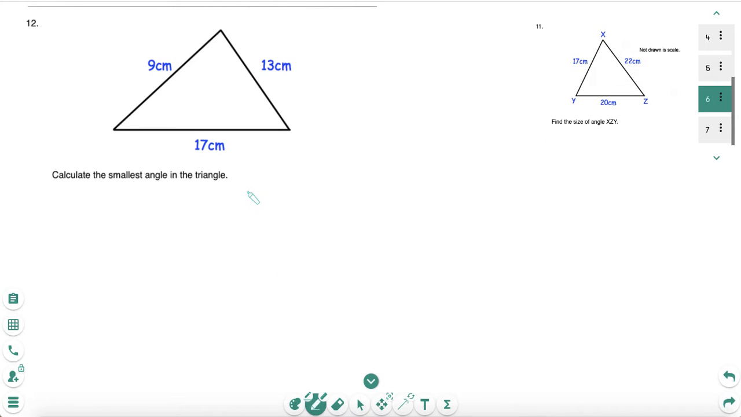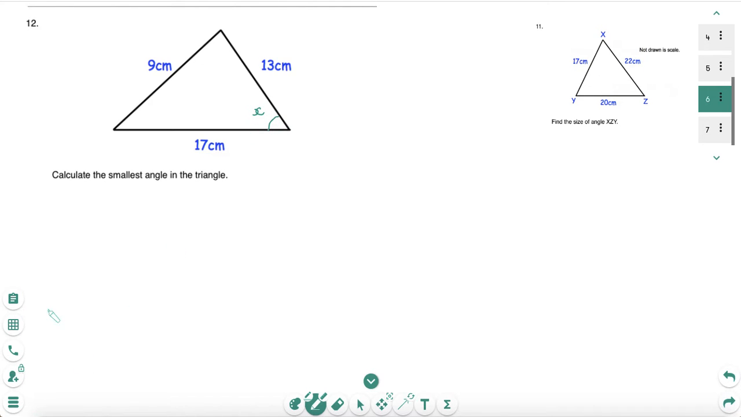Next question: calculate the smallest angle in the triangle. All right. Well, first, it doesn't really tell us which angle we're trying to find. We just have to find the smallest angle. A little clue, guys, is the smallest angle is always going to be opposite the smallest side, okay? So the smallest side is 9, therefore the smallest angle will be this one here. If we're trying to find the biggest angle, it'll be opposite the biggest side, so it'll be this angle here. All right, so we're trying to find this angle here.